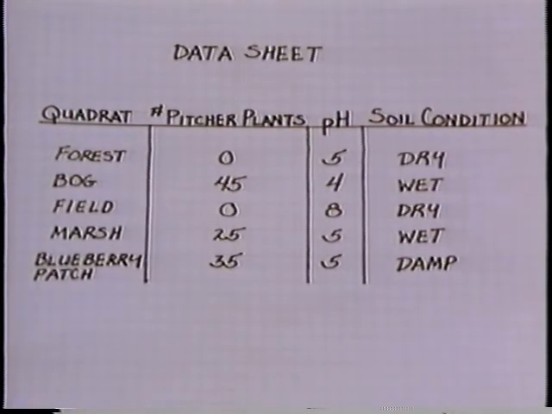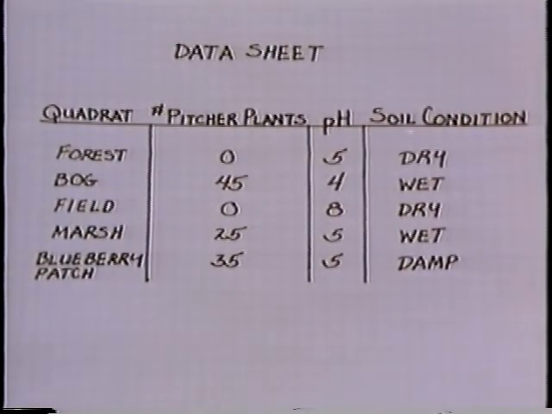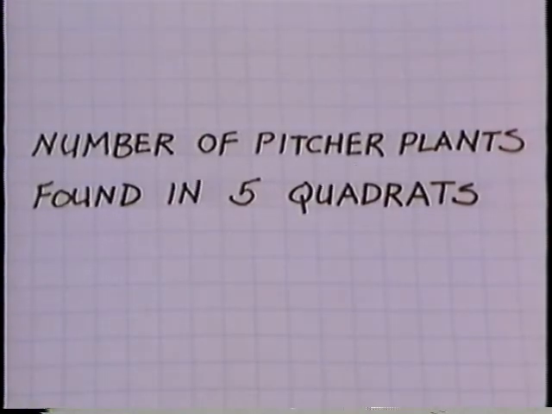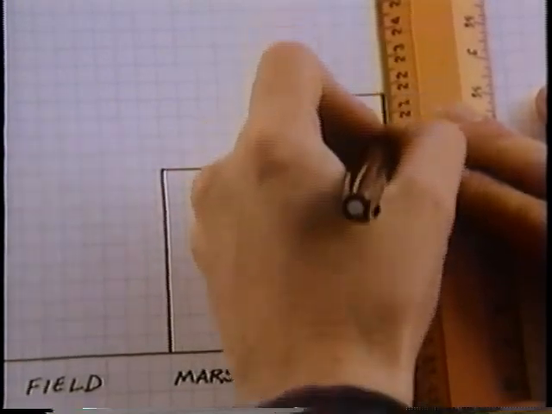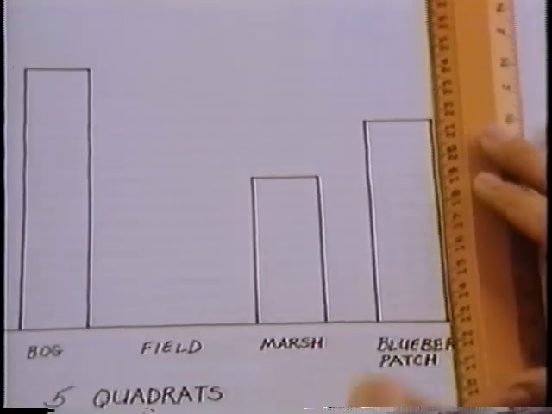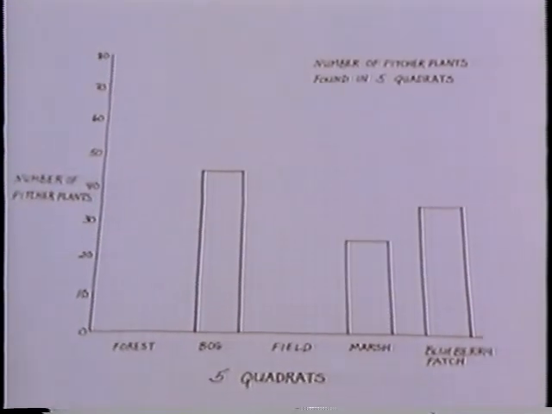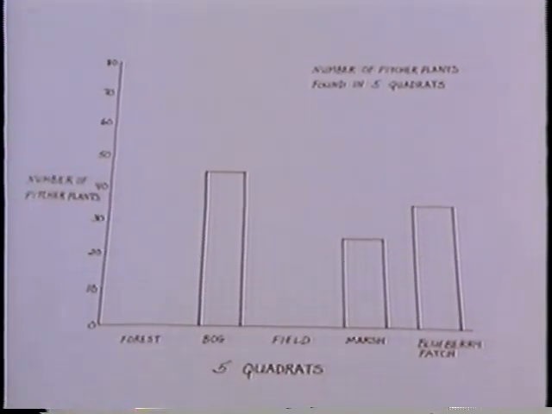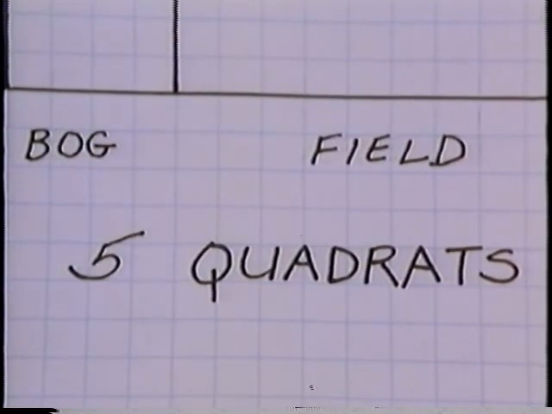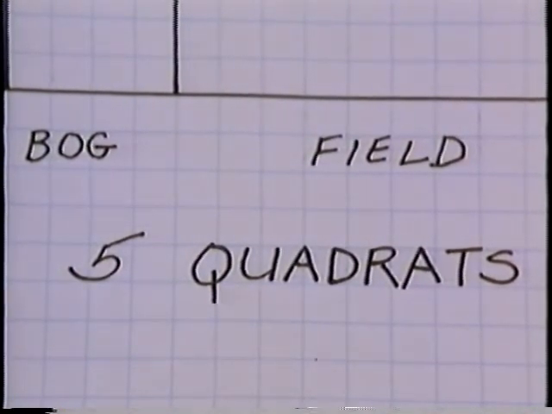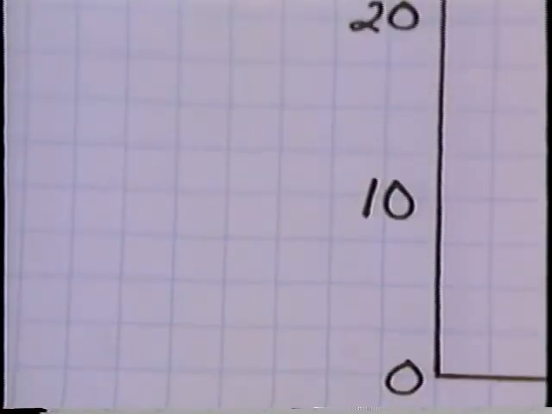Here's the completed data. Once all the data is gathered, it can be displayed using a bar graph. The title of this graph is Number of Pitcher Plants Found in 5 Quadrats. A bar graph is another way to show a series of variables. On the x-axis, we label the 5 quadrats. On the y-axis, the number of pitcher plants.